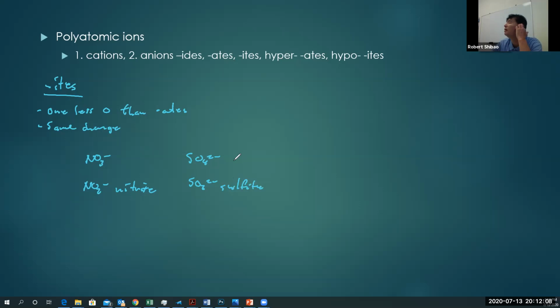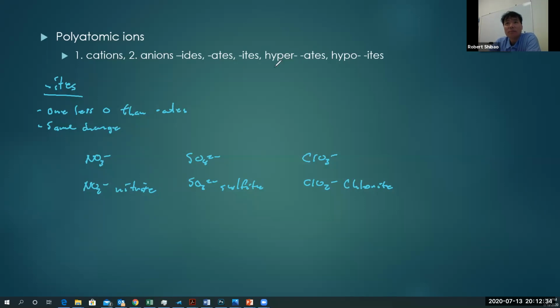What other ones are common? Oh yeah, chlorate. Chlorate is ClO3 minus. Chlorite is ClO2 minus. I don't bother memorizing the ites because the ites are easy to derive.